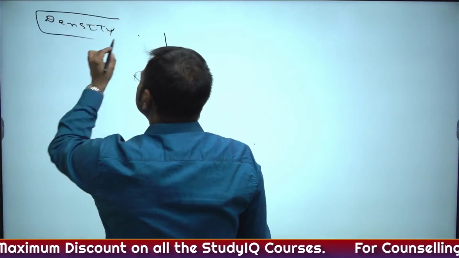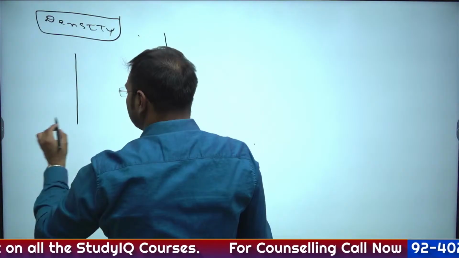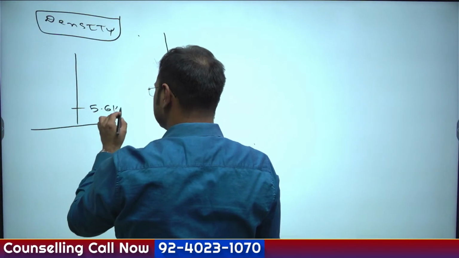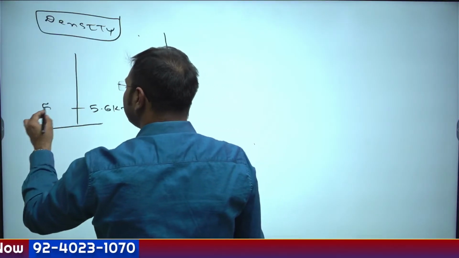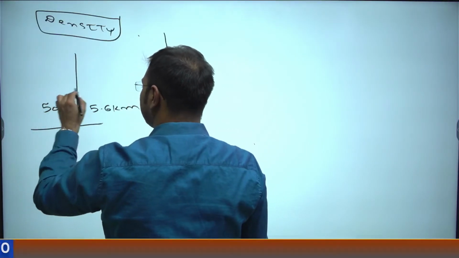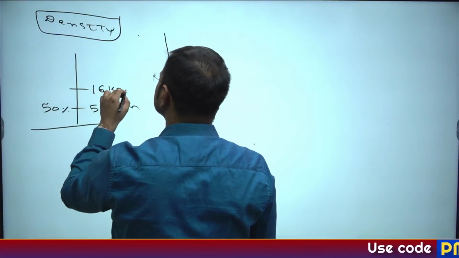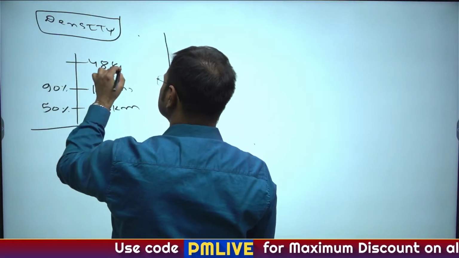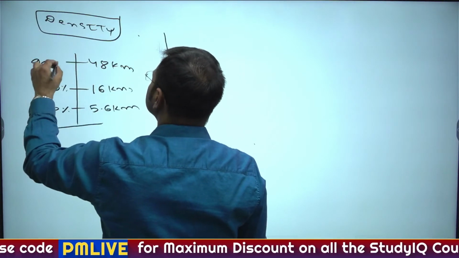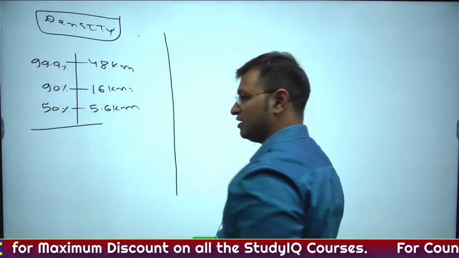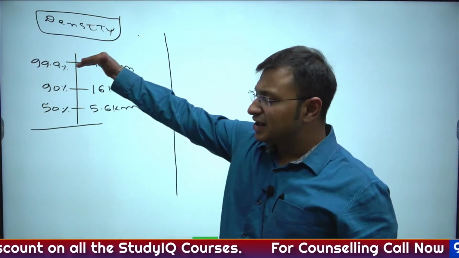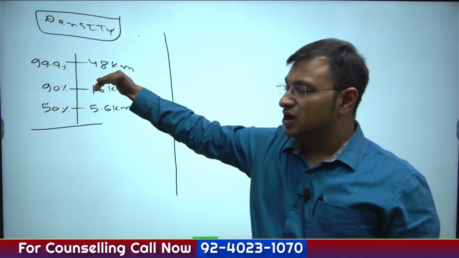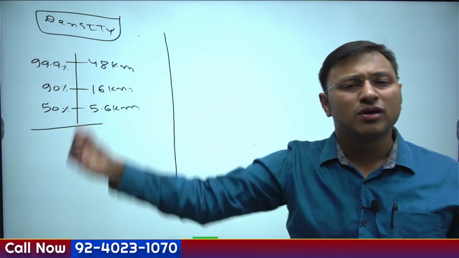So density based meaning that at a height of around, let's say, 5.6 kilometers, approximately 50% of the atmosphere is rarefied. At a height of around 16 kilometers, 90%, and at a height of around 48 kilometers, 99.9% of the atmosphere is over. It is rarefied. The layers below are more compressed as we move up. Basically, the atmosphere becomes more and more rarefied.